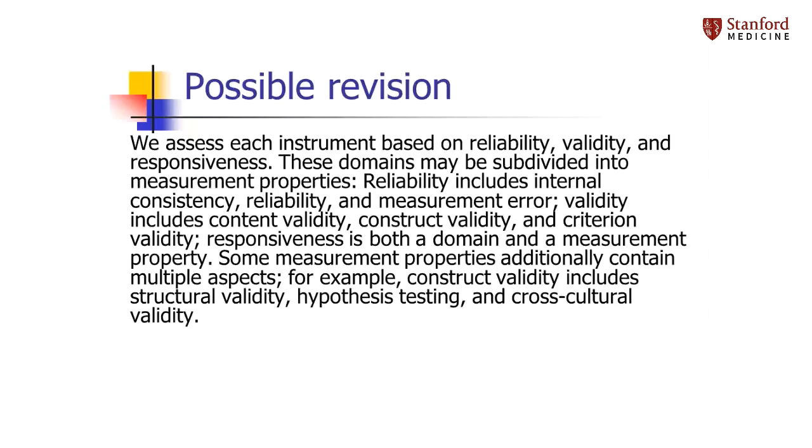So I pared it down to, we assess each instrument based on reliability, validity, and responsiveness. These domains may be subdivided into measurement properties. Reliability includes these three measurement properties. Validity includes these other three. And responsiveness is both a domain and a measurement property. So they had a long spiel in the original where they were explaining, well, it was actually funny. I'm going to scroll back to it here.